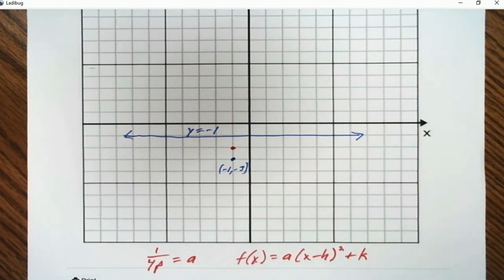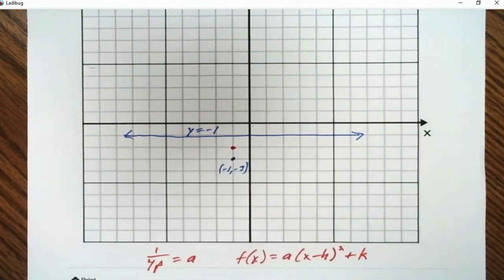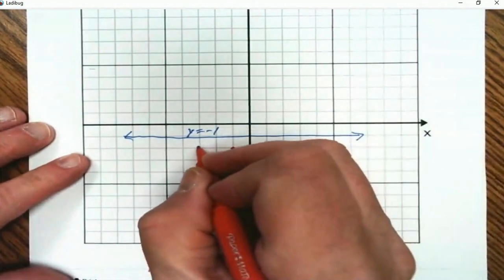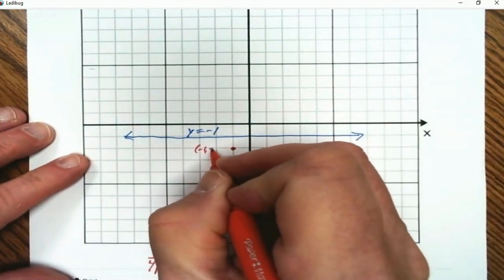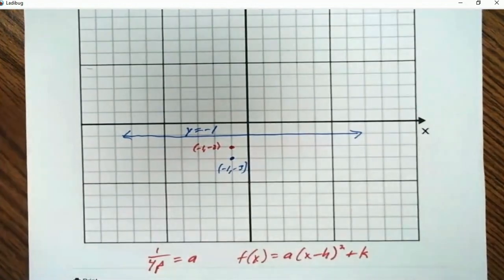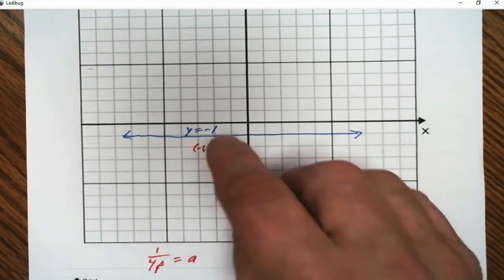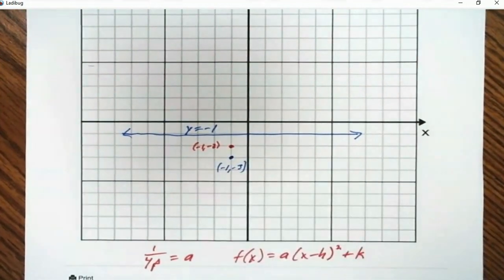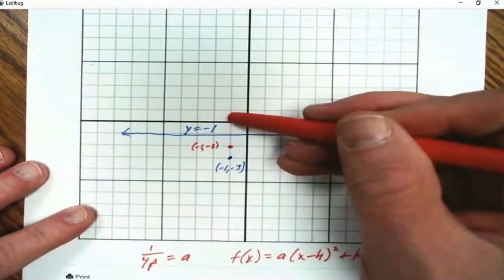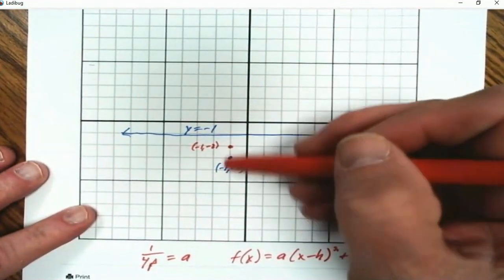Bethany says our vertex must be right there, which she said was the point negative 1, negative 2. Bethany, you're absolutely correct, because it's halfway between the focus and the directrix line, and it's always the same x. It's always right above or below, right?